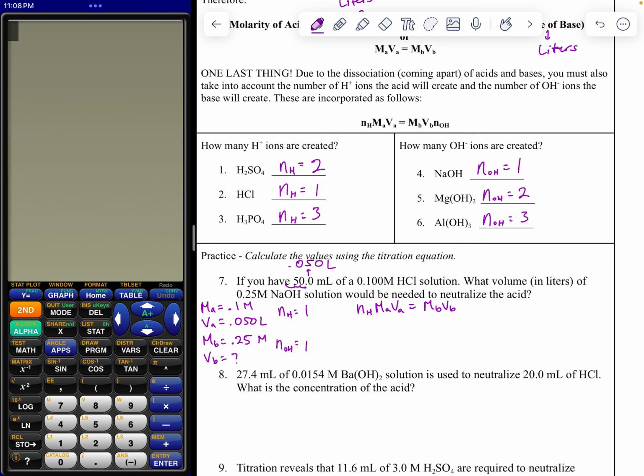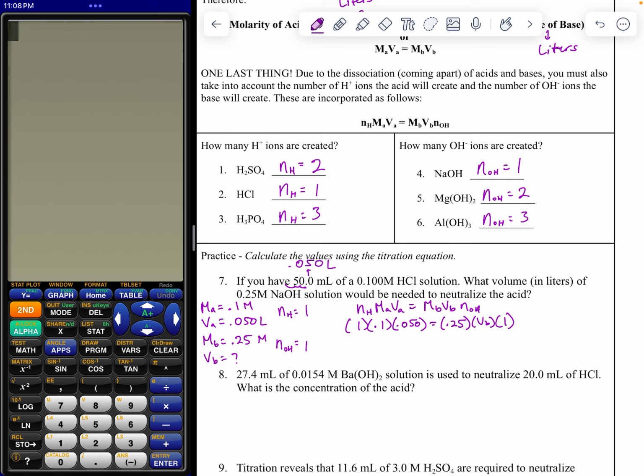Not quite symmetrical, but I just put the Ns on each end. It doesn't really matter where they are. We're multiplying here. And then I plug in. The molarity of the acid was 0.1. The volume is 0.050, right? The molarity of the base, 0.25. Volume of the base, we do not know. We also know that there's a value of 1 there.